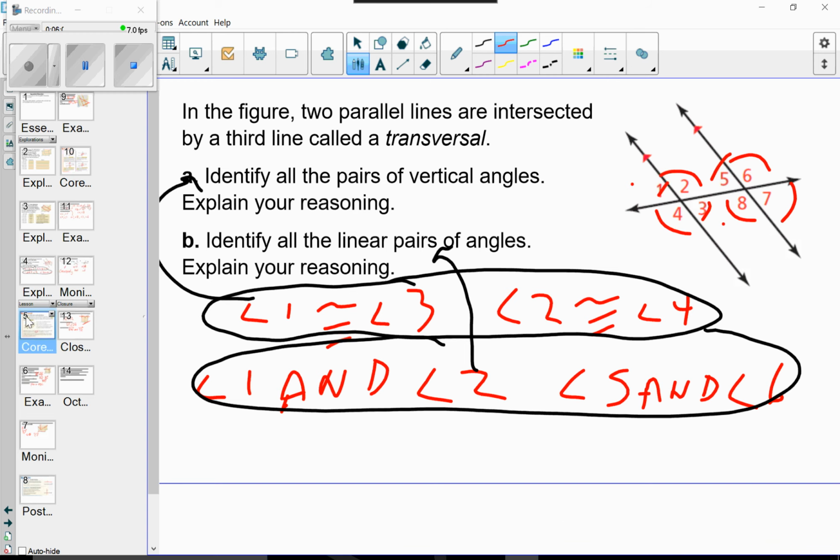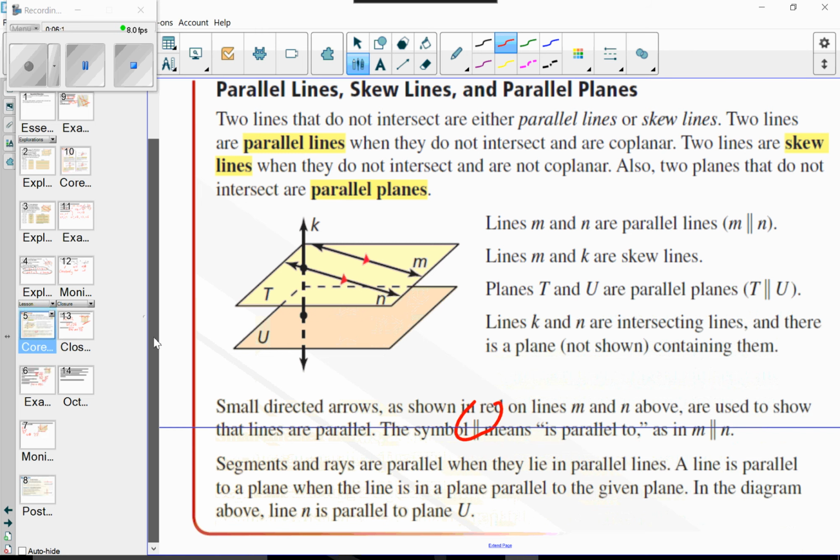Okay, moving on. As you see this next page, this is where we get more specifically into the definitions. So two lines that do not intersect are either parallel or skew. Two lines that are parallel are when they don't intersect and they are coplanar. Skew lines also do not intersect and they are not coplanar. They're not on the same plane. Also, two planes that do not intersect are parallel planes. So we talk a lot about skew lines and parallel lines, but we also have parallel planes. We also have perpendicular lines and perpendicular planes, but we're going to get to that in a little bit.